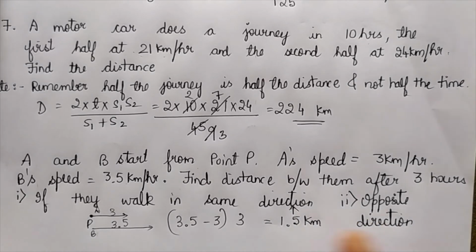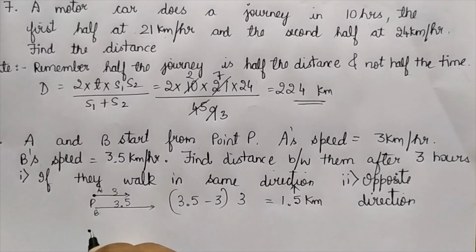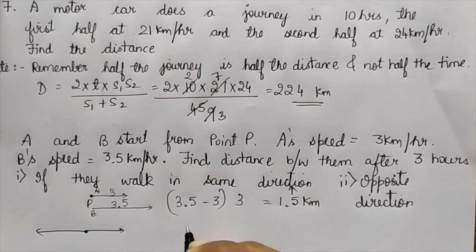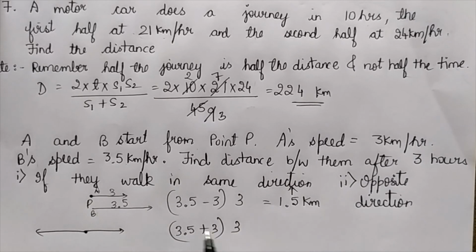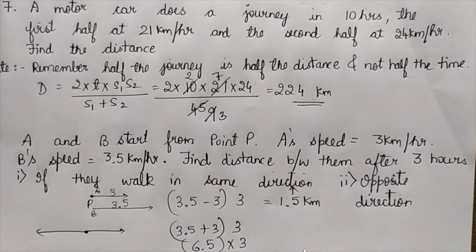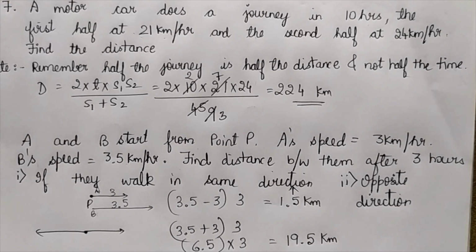Suppose they are going in the opposite direction, like A is going this way, B is going this way. Then 3.5 plus 3 into 3. 6.5 into 3 gives me 19.5 km. They might have covered 19.5 km in just 3 hours.